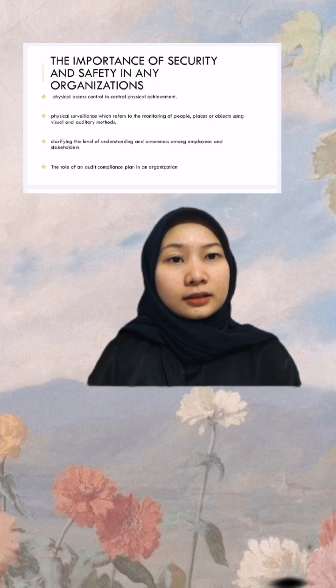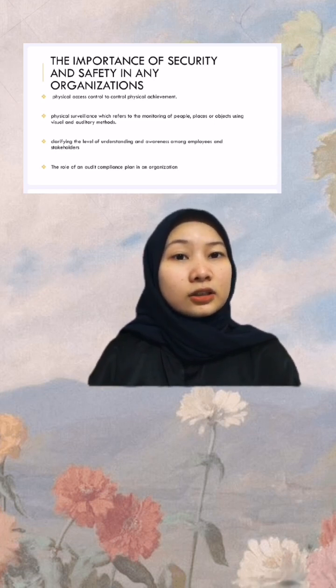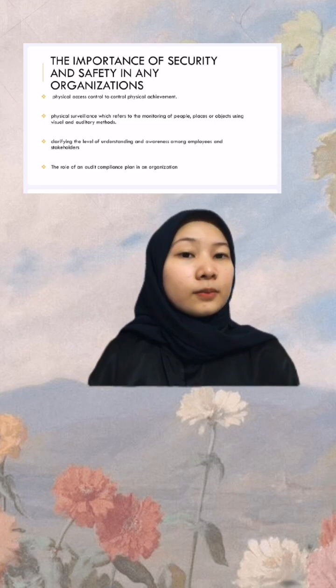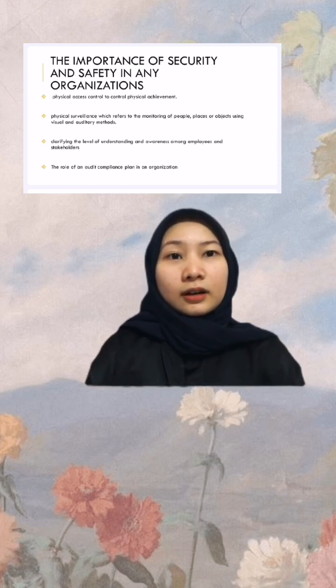To maintain security in an organization, we must have a safety and security system to protect staff from spreading assets and sensitive information. In addition, to prevent potential threat by accessing without authorization and can reduce risks such as data breaches, theft, and physical harm. First of all, an organization needs physical access control to control physical access.